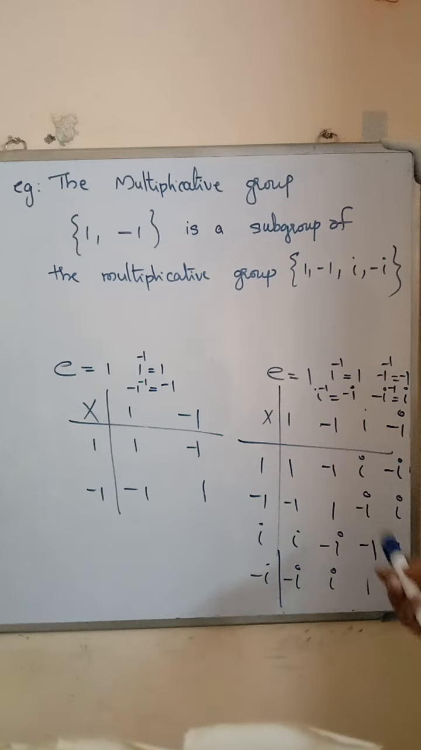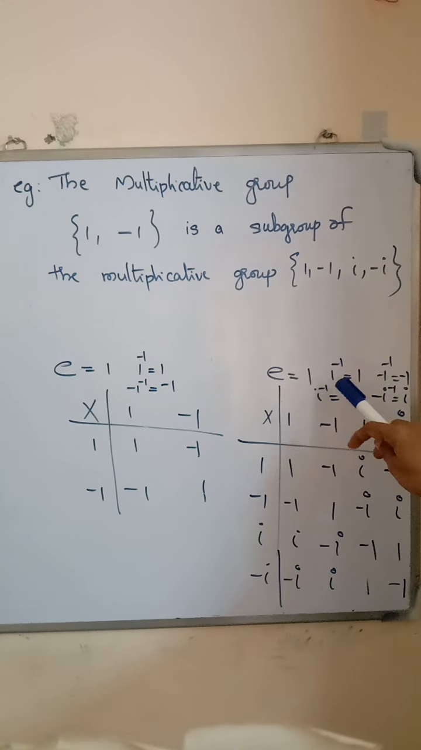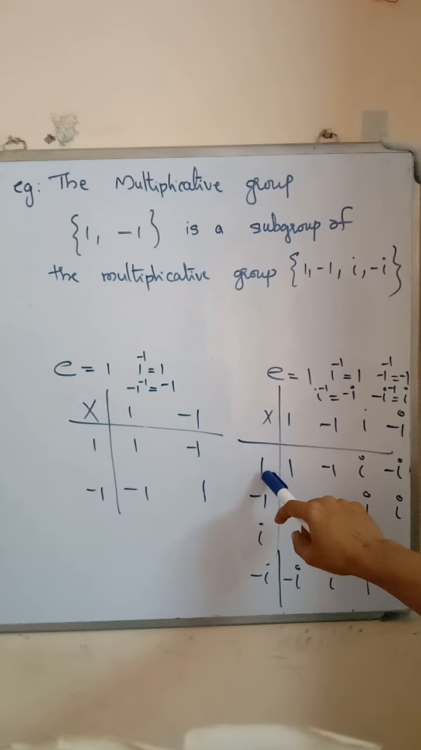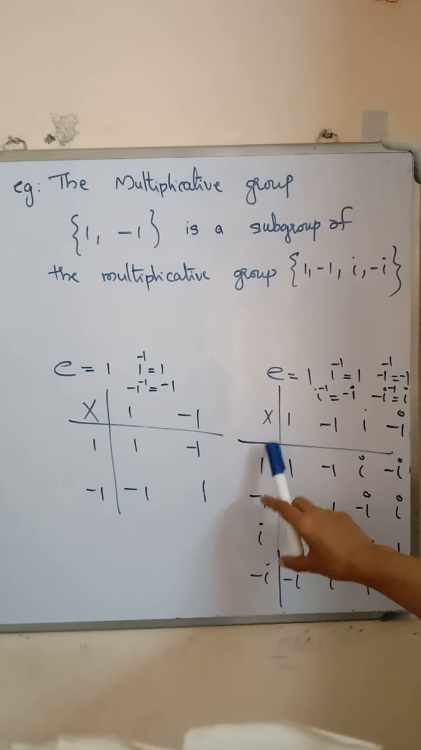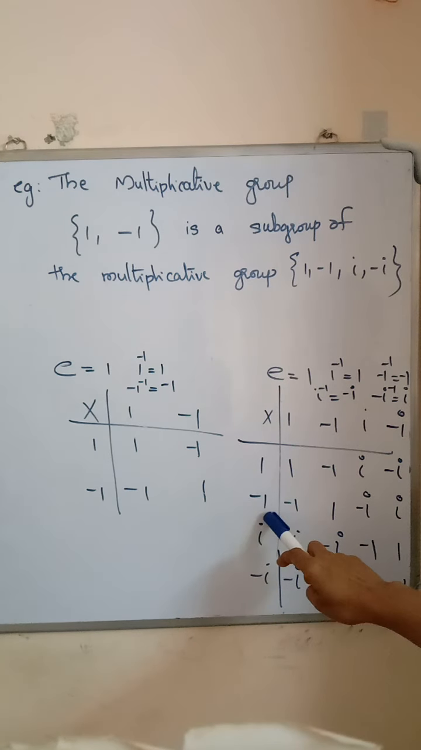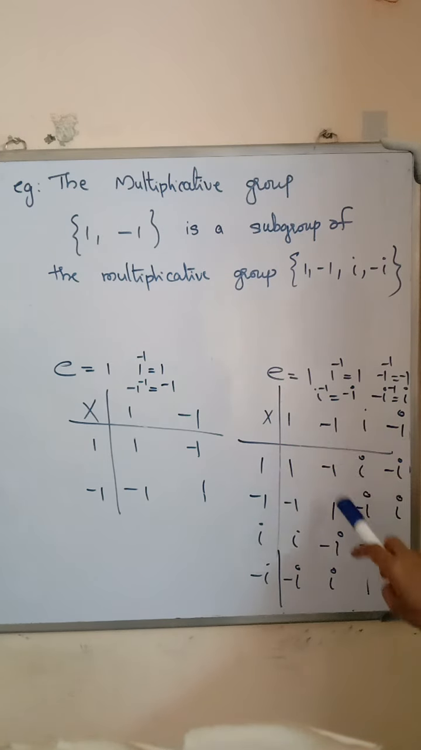Therefore, this is also a group, and every element has an inverse. Inverse of 1, which one is the inverse of 1? 1 itself, because 1 into 1 is equal to its identity element 1. Minus 1 into minus 1 gives the identity element. So inverse of minus 1 is minus 1.